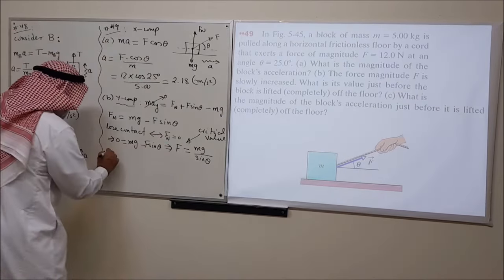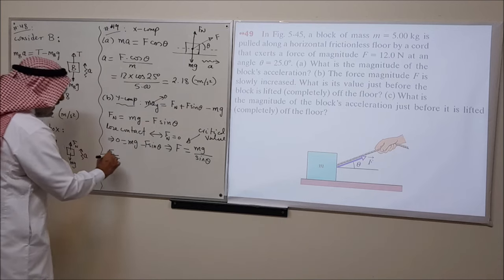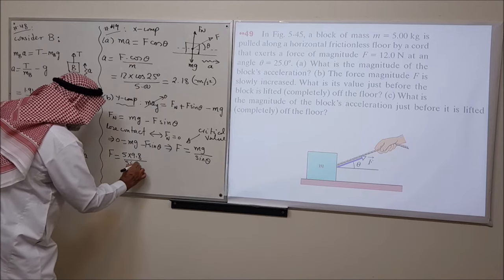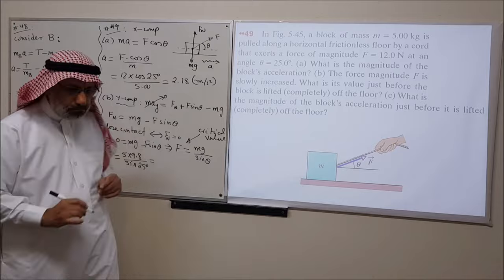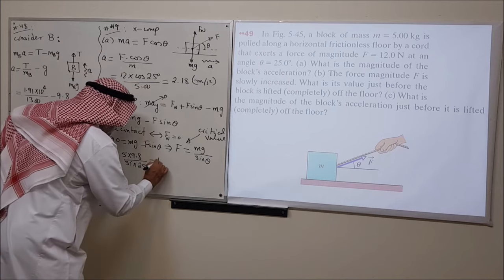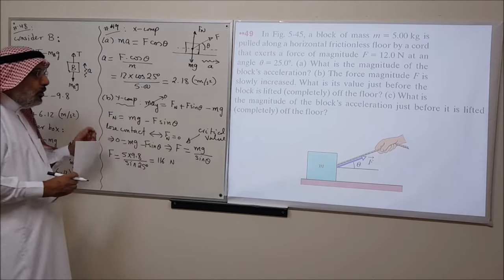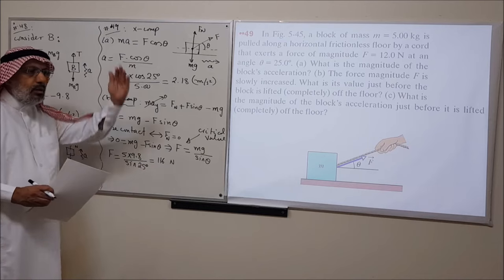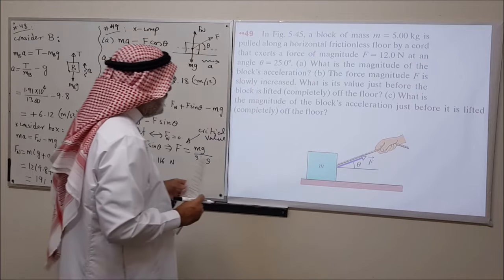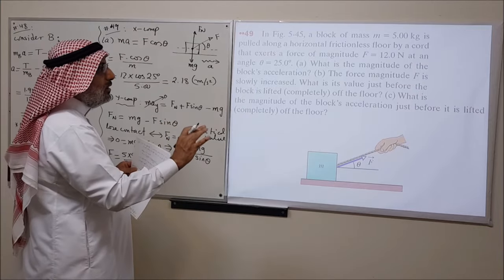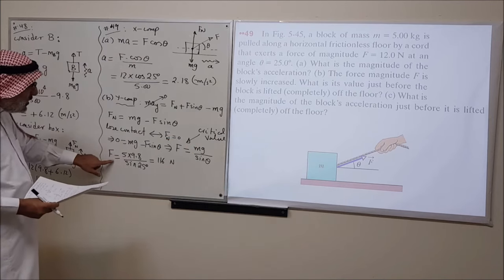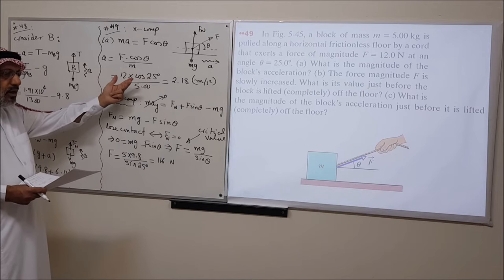How much is that? Well, F is equal to the mass, 5 kilograms, times 9.8, divided by sine of 25 degrees. And if we put the numbers, this will be equal to 116 newtons. When your applied force reaches this value, the block will be lifted from the surface. So part C says, what is the magnitude of the acceleration just before the block is lifted off the floor? That is, when we reach this value of the force, what will be the corresponding value of the acceleration?